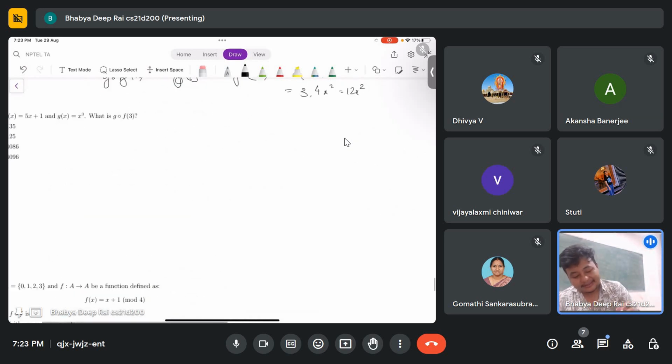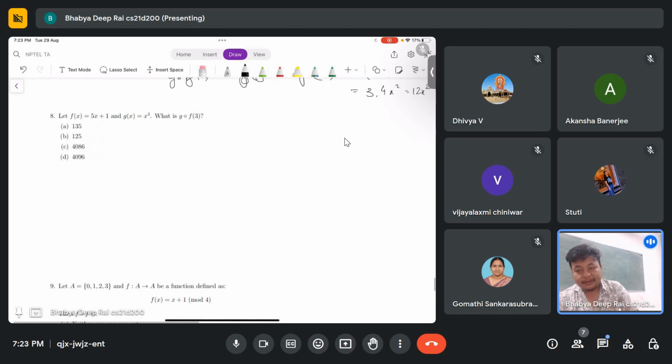Now another simple question to make us familiar with this notion. F of X is 5x plus 1, G of X is x cube. What is G compose F of 3?